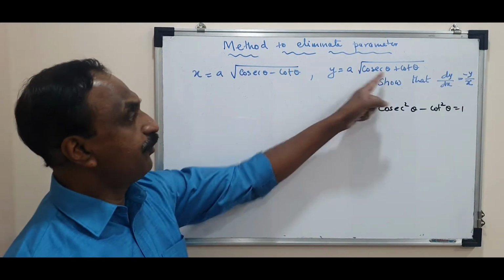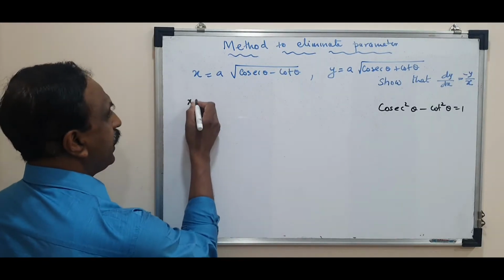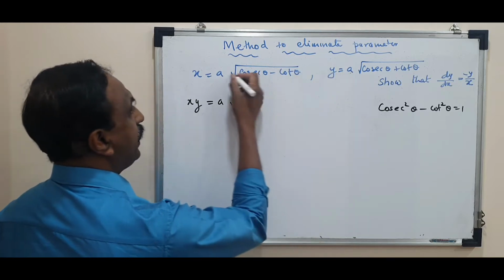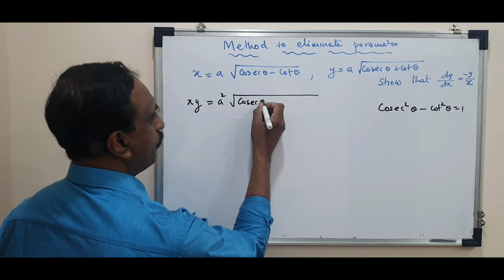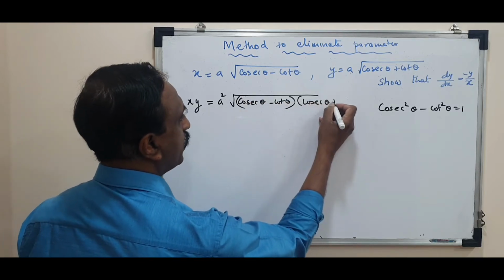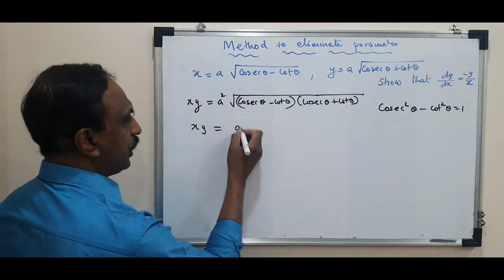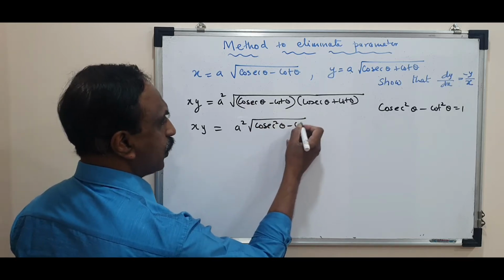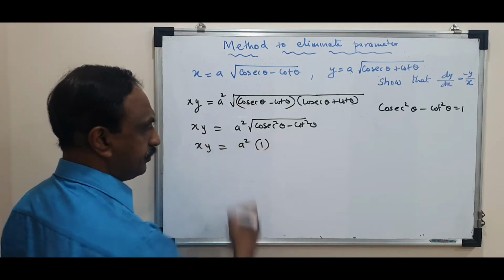And if you notice, if you multiply both of them, you can come to this. So you will multiply x into y, which is a into root of a into a, I can write a square. And directly cosec theta minus cot theta into cosec theta plus cot theta. So what happens now? xy is equal to a square into cosec square theta minus cot square theta. So xy is equal to a square into 1.